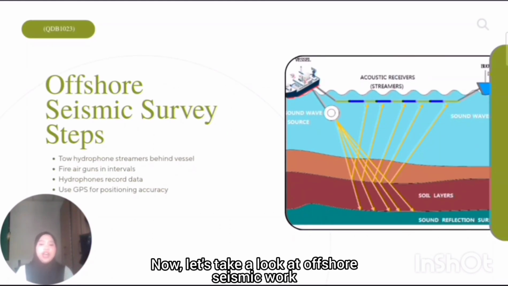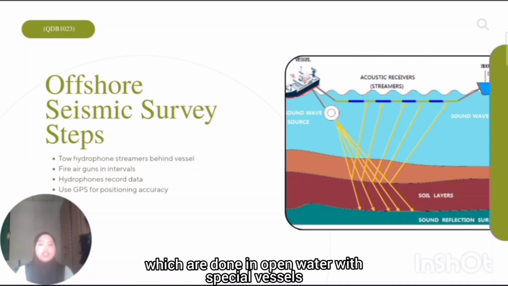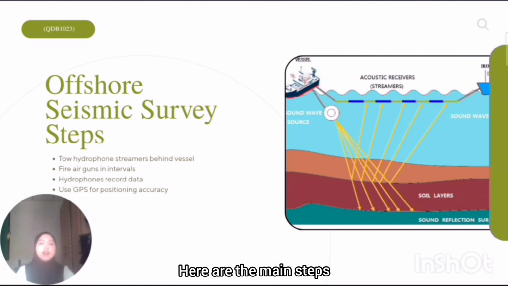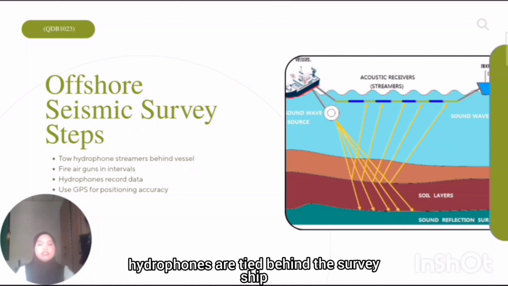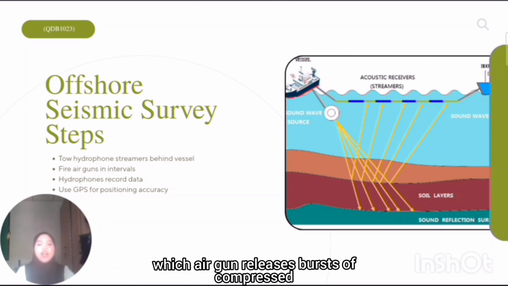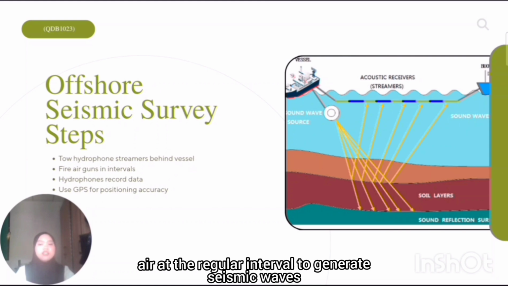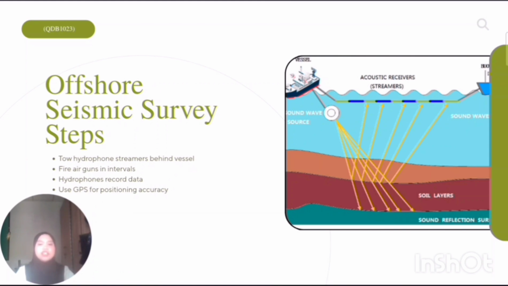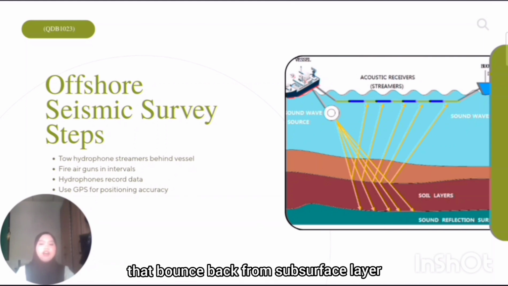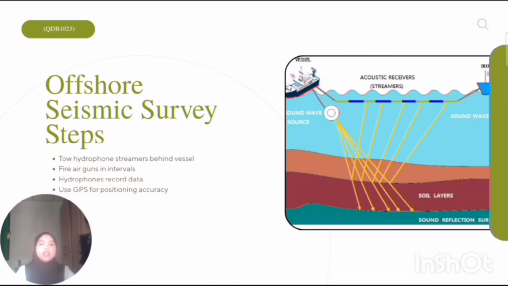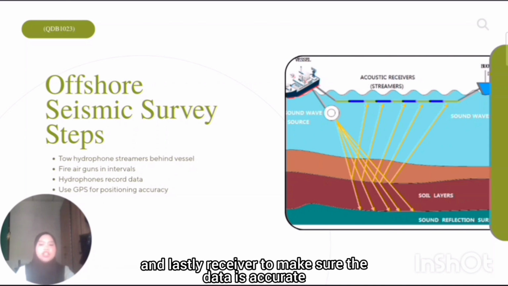Now, let's take a look at offshore seismic surveys, which are done in open water with special vessels and marine equipment. Here are the main steps. First, streamer deployment, where long cables called streamers containing hydrophones are towed behind the survey ship. Next, source firing, where air guns release bursts of compressed air at regular intervals to generate seismic waves. The third step is data acquisition, where the hydrophones record the reflected waves that bounce back from subsurface layers. Next, navigation and synchronization, where GPS and onboard systems track the exact position of each shot, and lastly, receiver recording to make sure the data is accurate.